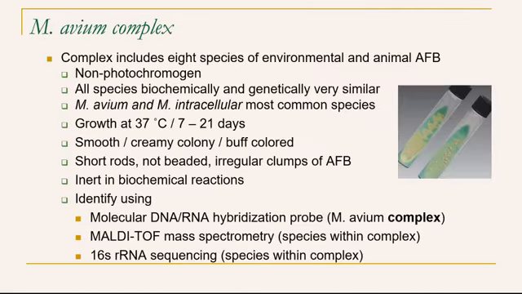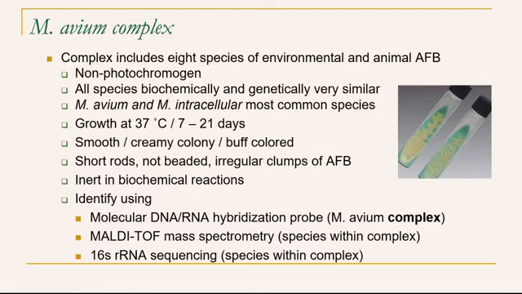Mycobacterium avium complex. This complex includes 8 species of organisms found in the environment and in animals. It is non-photochromogens. All species are biochemically and genetically very similar, so it's been very useful to have such techniques as MALDI-TOF and 16S RNA DNA sequencing to be able to identify these organisms. The most common species are M. avium and M. intracellulare.